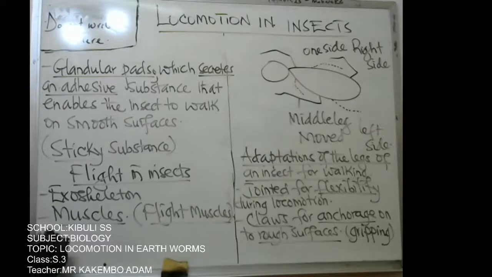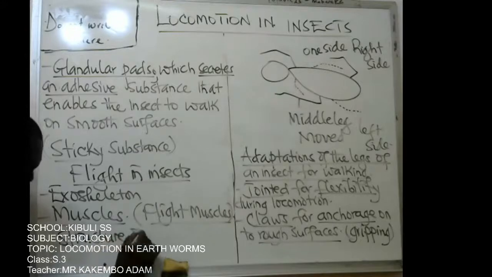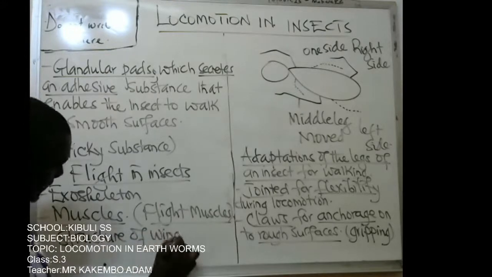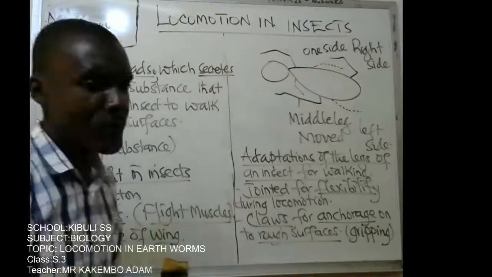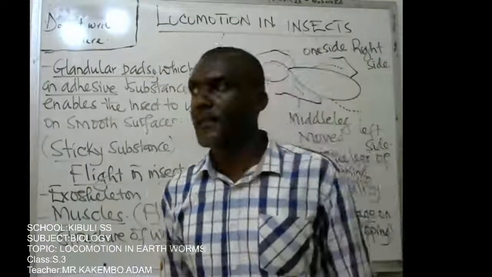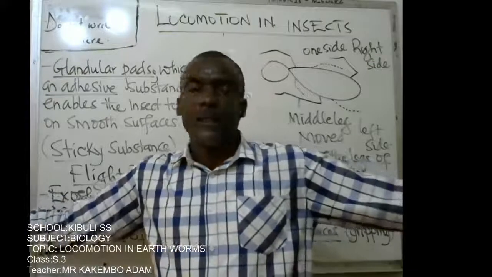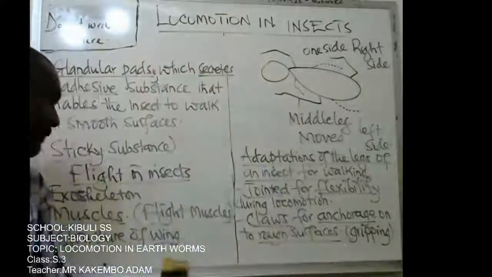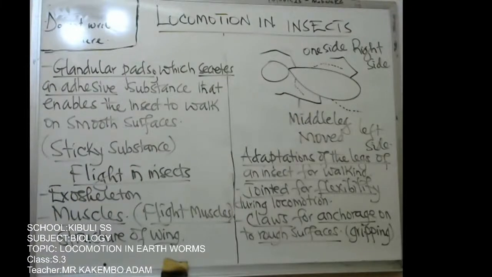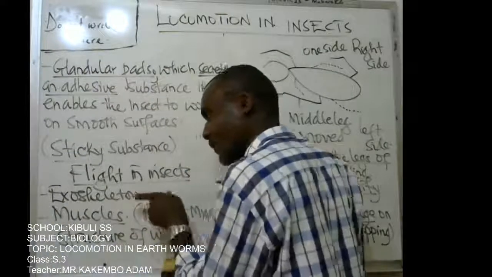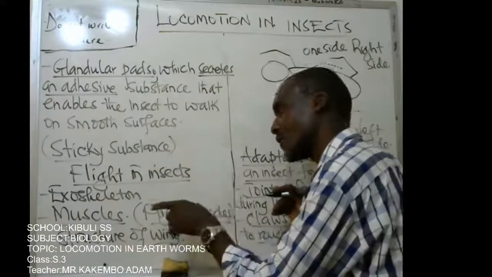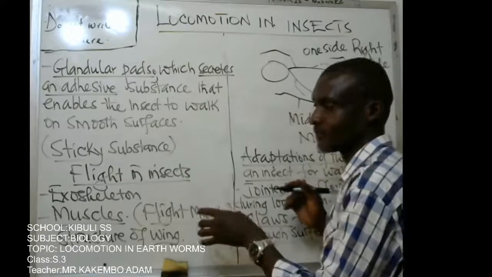Then, the structure of the wings is also important to note. The wings of an insect are veined. When they spread out like this, they increase surface area for flight. The structure of the wing is very important. It spreads out so it can easily float in space. So take note: exoskeleton for providing surface for attachment of the flight muscles.